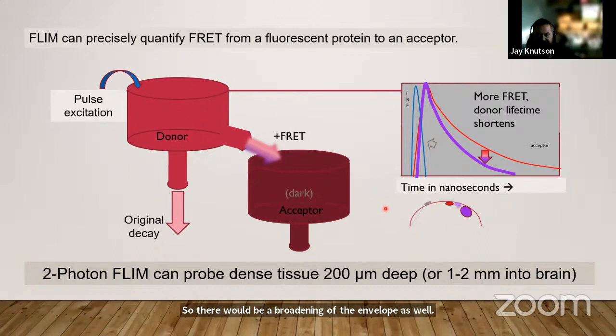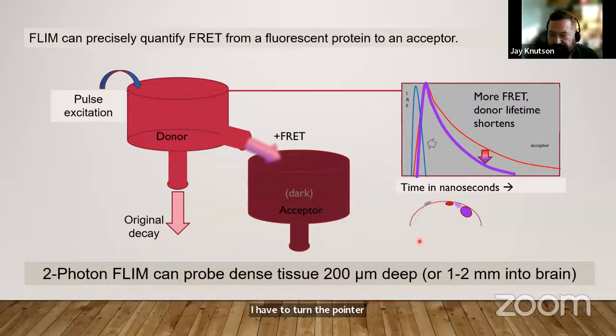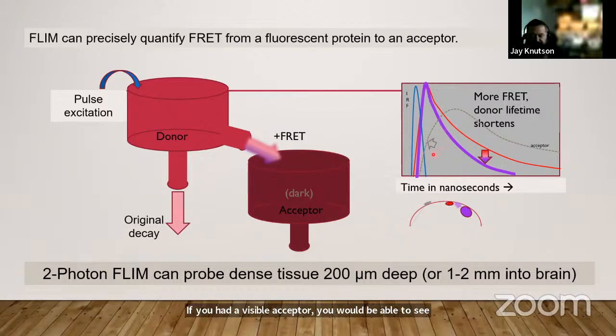I'll also mention that if you don't have a dark acceptor, but a visible acceptor, you would be able to see that it has a delayed rise that I show with the gray arrow here. And this negative amplitude exponential would appear for the acceptor as something outside the fundamental circle, if you were able to observe both.